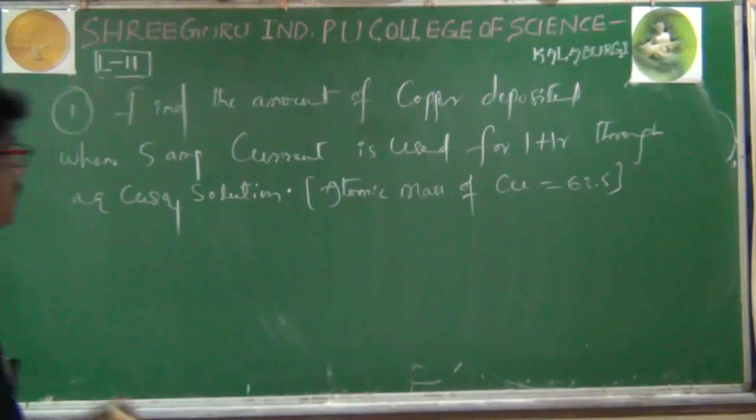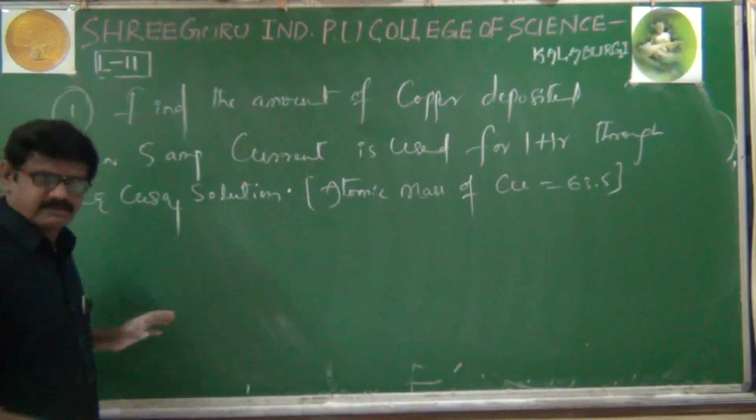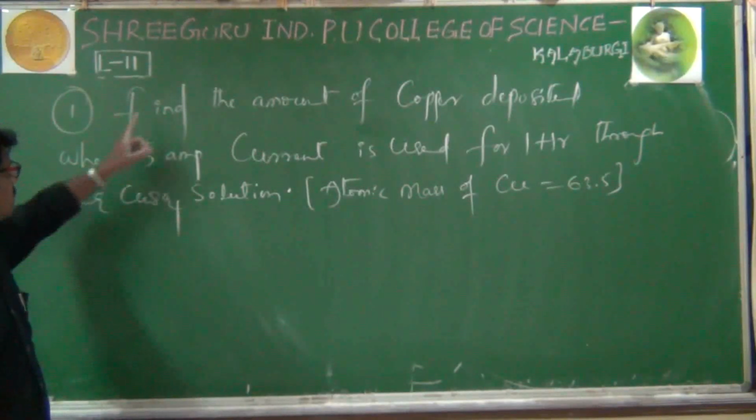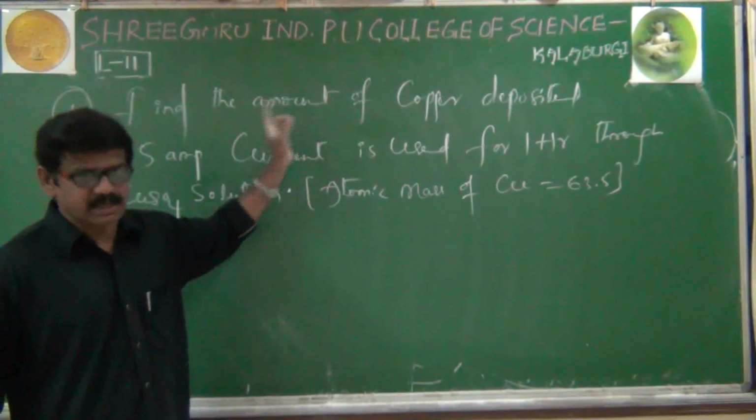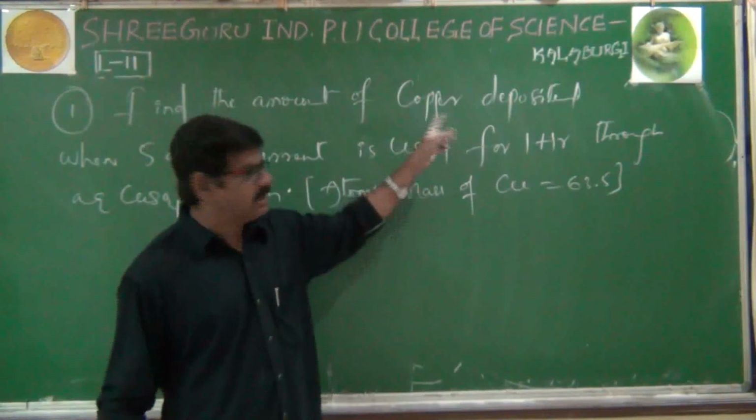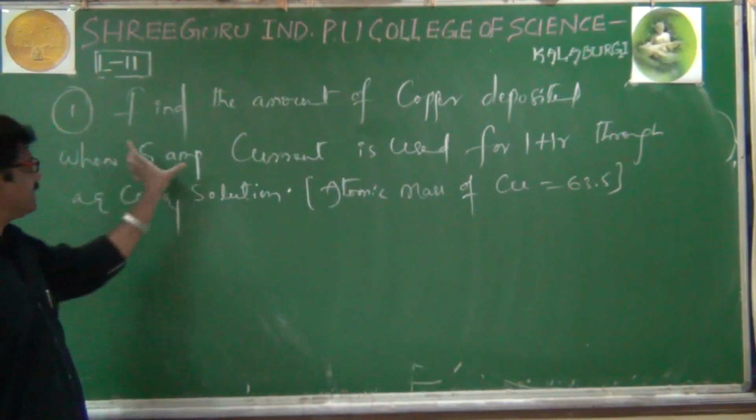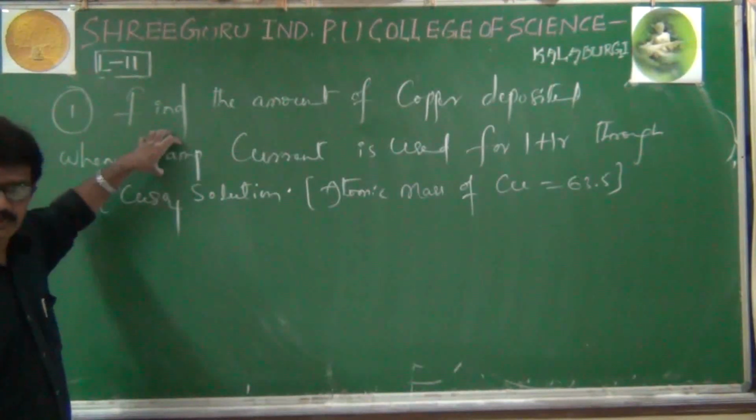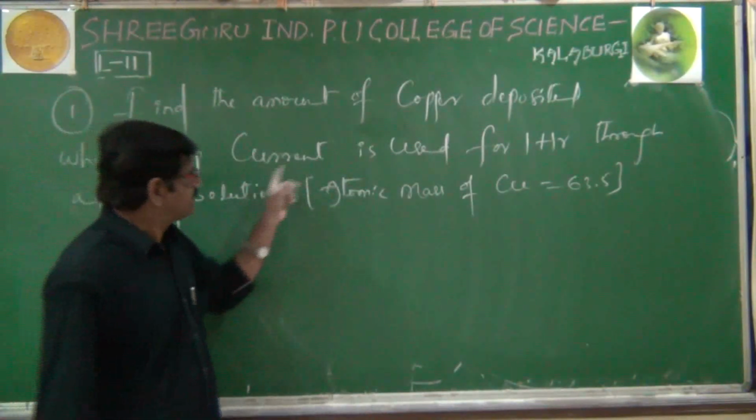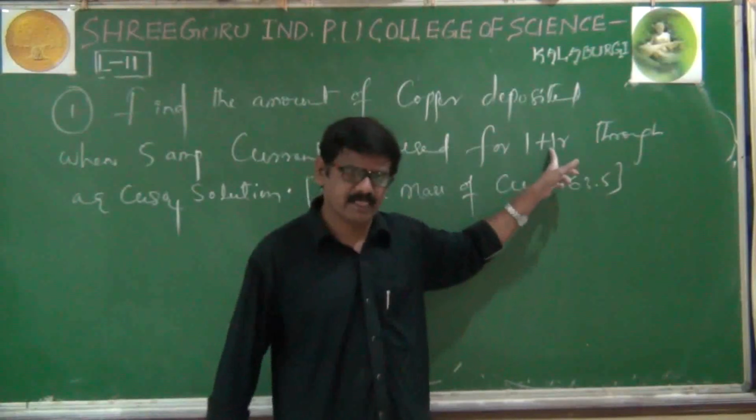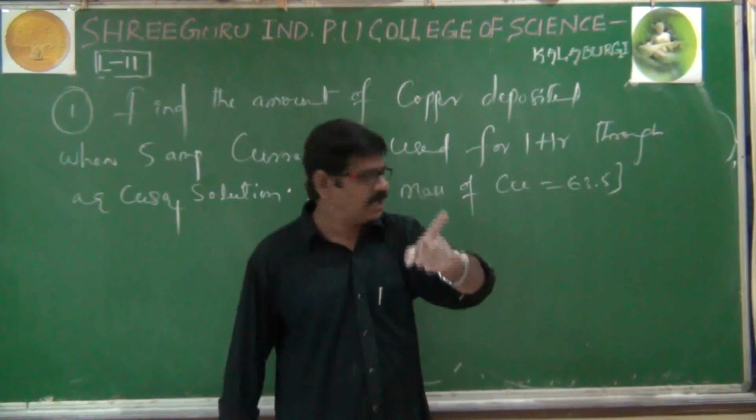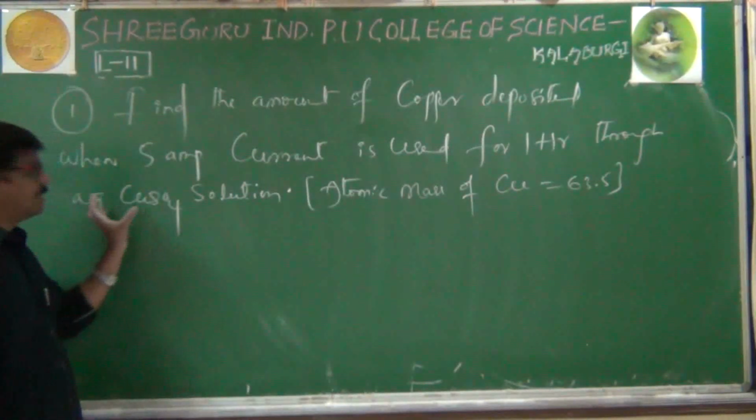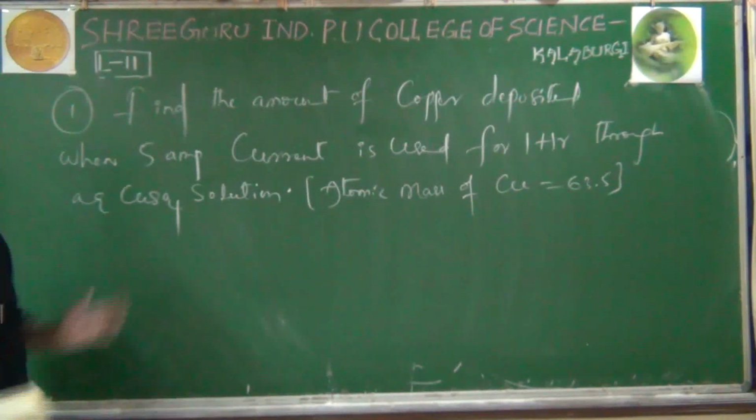First we'll try to understand the given question. After that we will write its appropriate data. It is asking to find the amount, that is the mass, of copper deposited when 5 amperes current, the I value, is passed for 1 hour. The time is 1 hour, through aqueous copper sulfate solution, which means we are doing an aqueous copper sulfate solution electrolysis process.